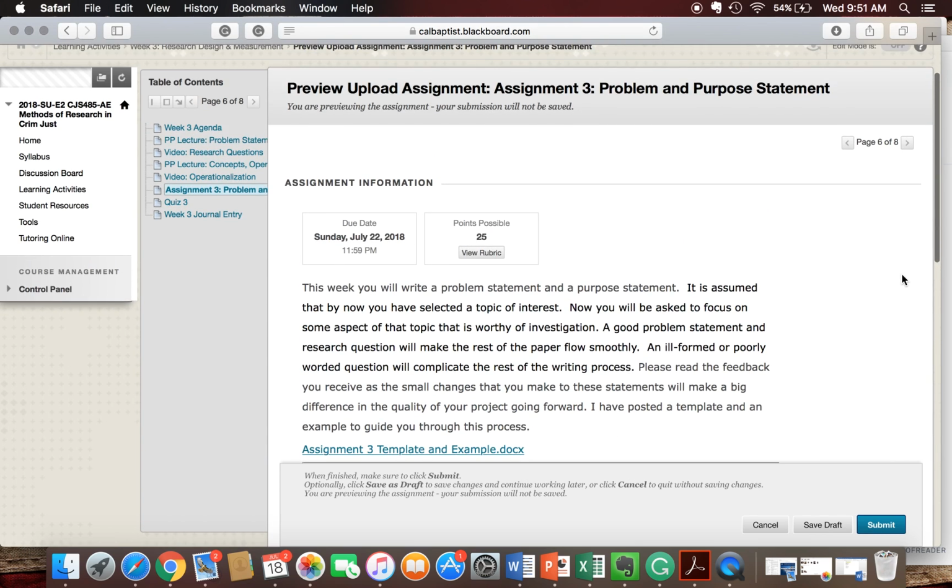And this is going to be our major assignment this week, because this is really going to help us move forward. So once again, our problem and our purpose statement, using the template and moving forward with taking our topic into a problem and purpose statement.